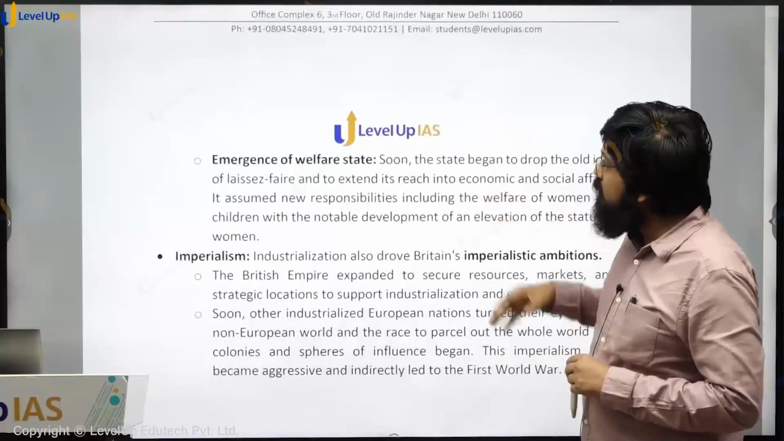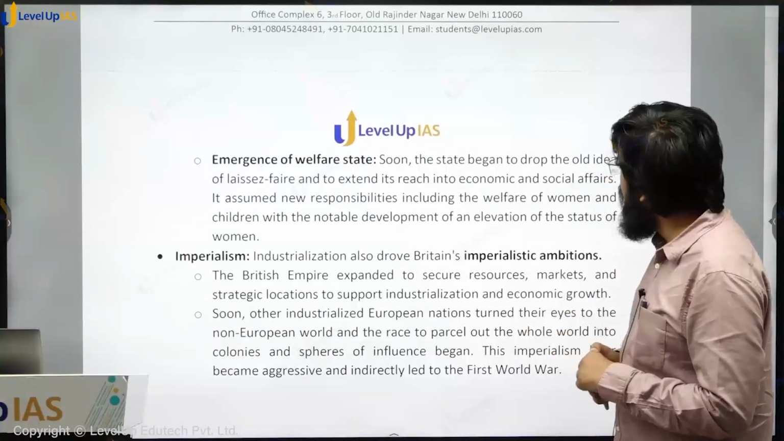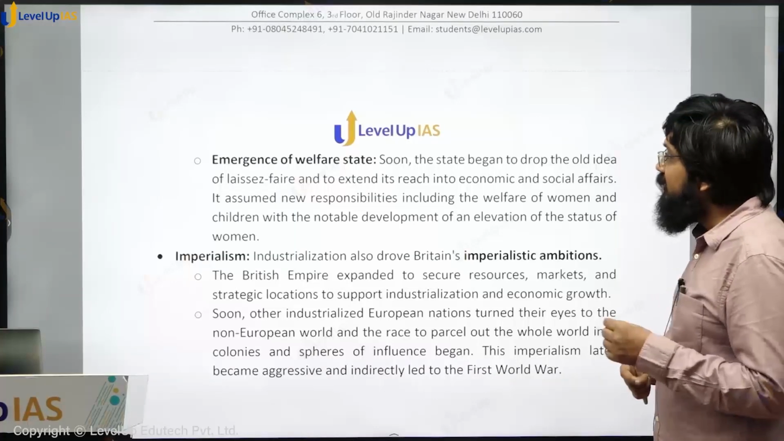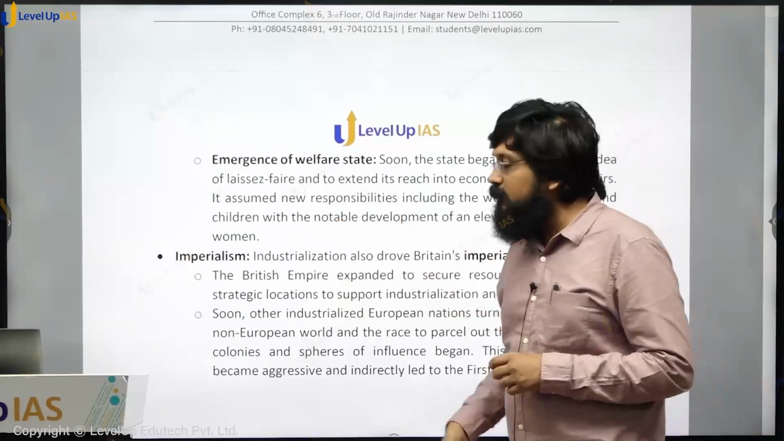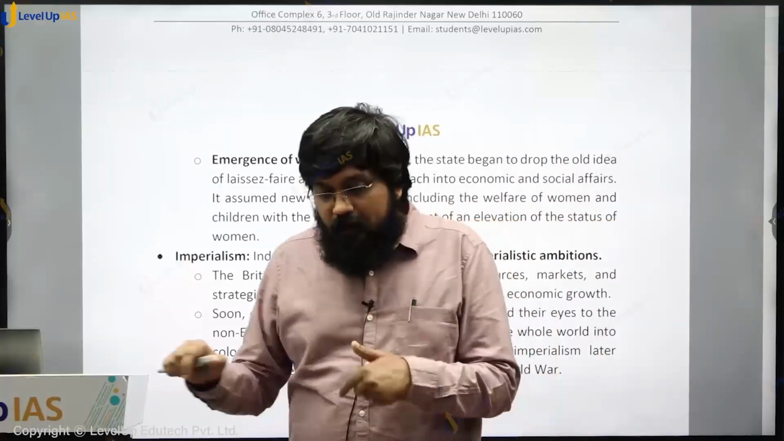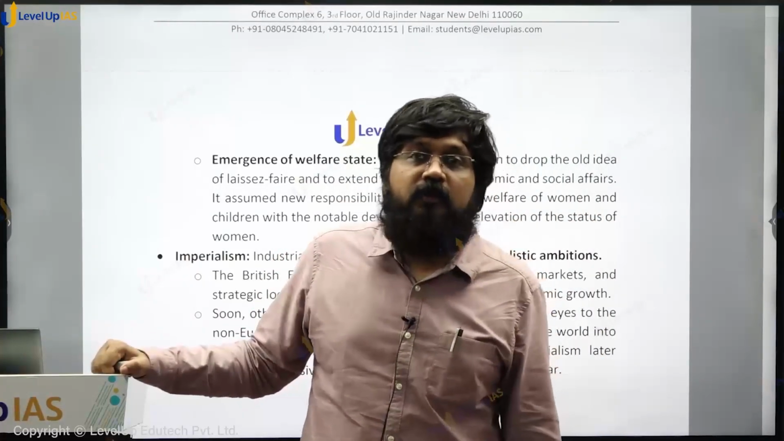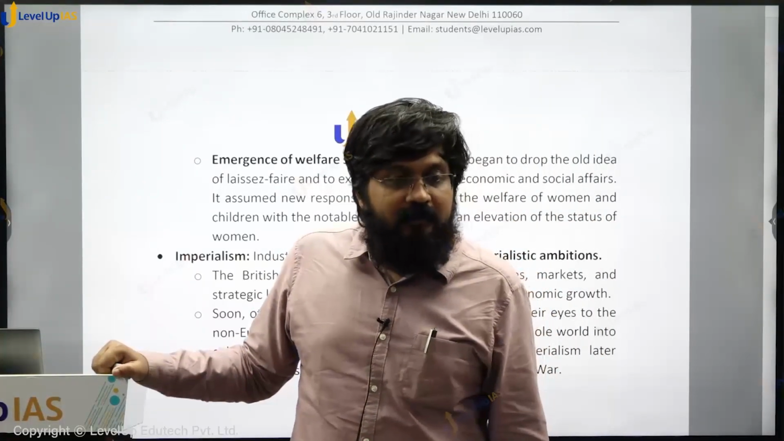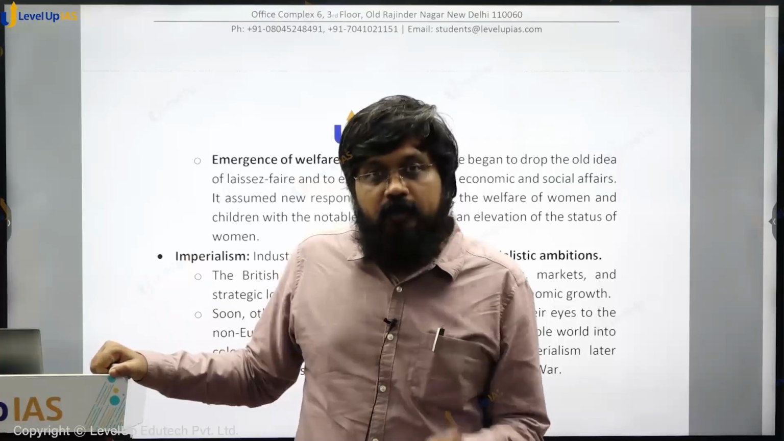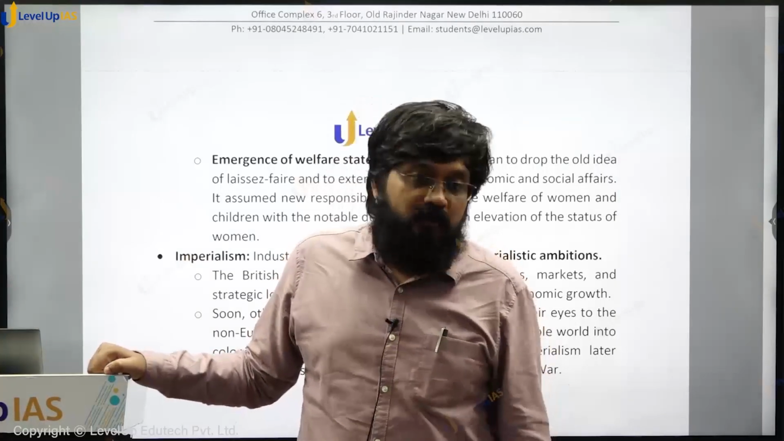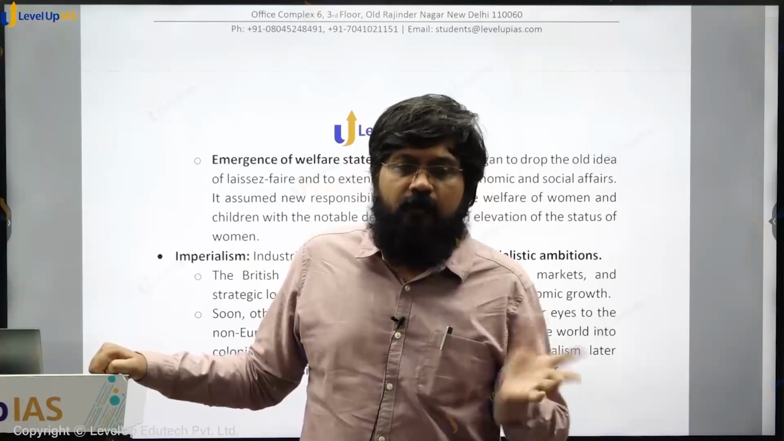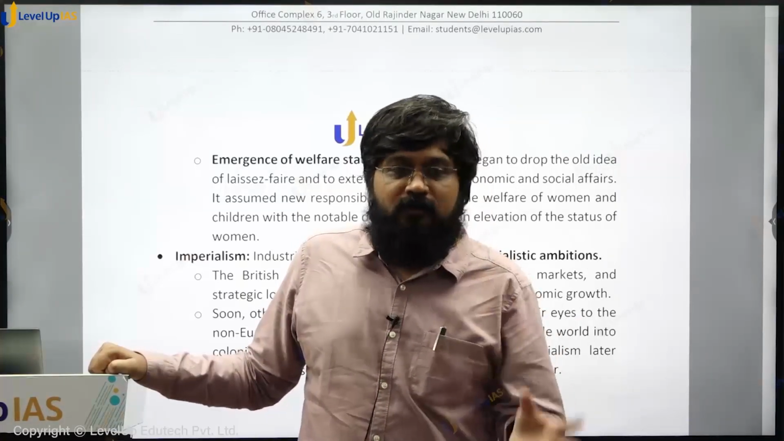You also have emergence of welfare state. Soon the state began to drop the old idea of laissez-faire and to extend its reach into economic and social affairs. But ये जो चीज है welfare state that emerges with the maturity of liberalism, especially in the Gladstonian era in 1860s, 1870s. So ये reform का second half of 19th century में you see those changes happening more. In the first half there is debate. Should state intervene? Should state not intervene?